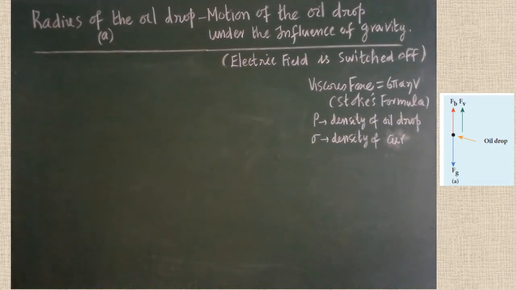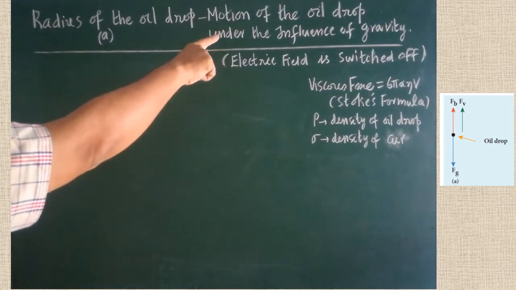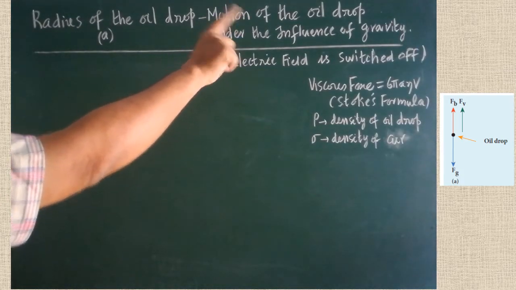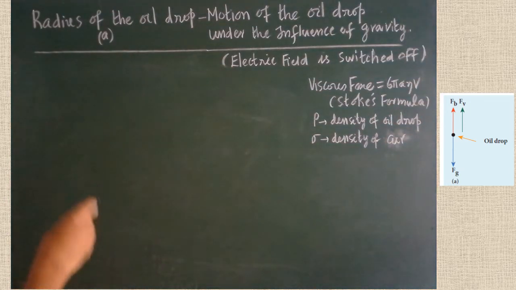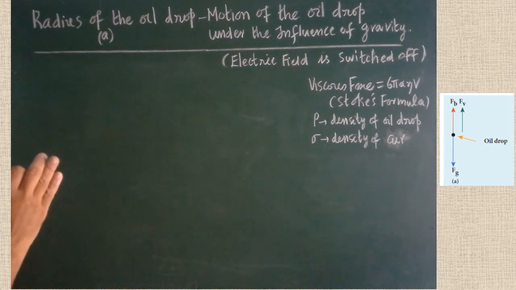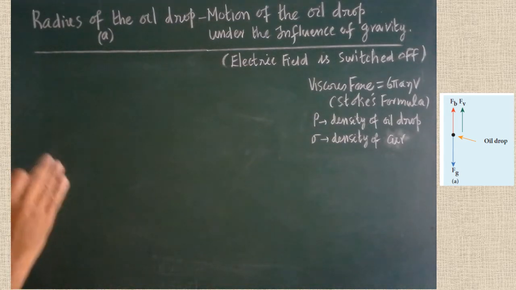Now we are going to derive the expression for the radius of the oil drop. While deriving the expression for the radius of the oil drop, the motion of the oil drop under the influence of gravity alone must be considered. The electric field must be switched off. Here on the oil drop, three forces are going to act. How many forces? Three forces are going to act. We will see them one by one.